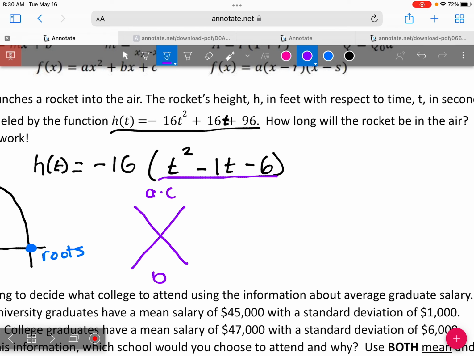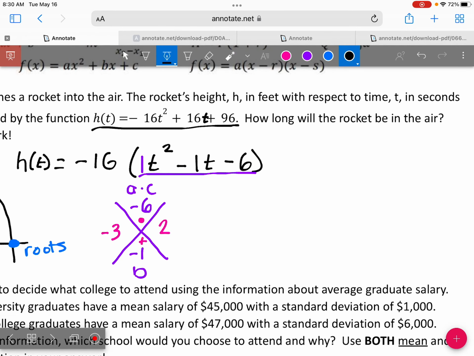So our a is 1. Our c is minus 6. We have minus 6. Our b is minus 1. I need a pair of numbers that multiplies to make negative 6, adds to make negative 1. Negative 3, positive 2.